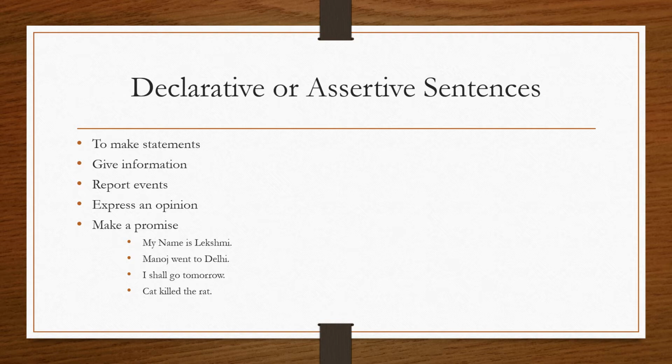You can take a look at the four sentences given here. My name is Lakshmi. Manoj went to Delhi. I shall go tomorrow. Cat killed the rat. All these are simple sentences. They are declarative or assertive sentences.